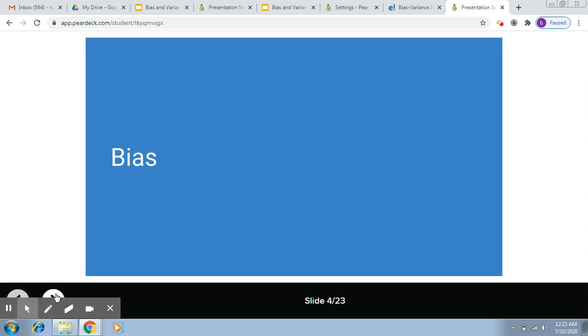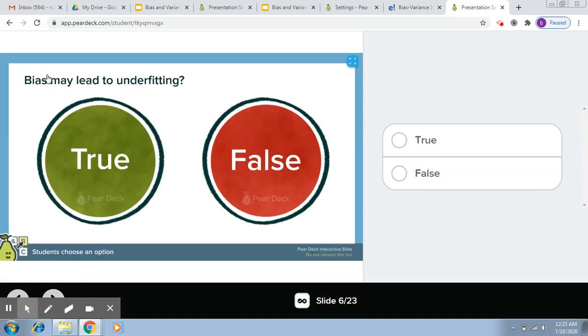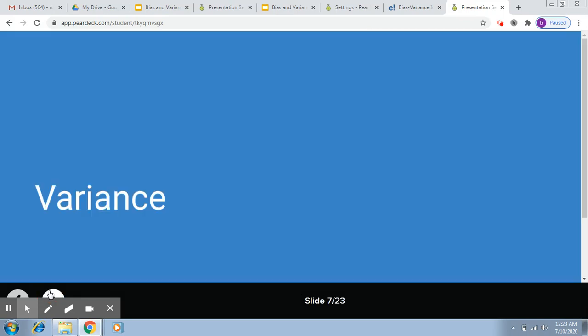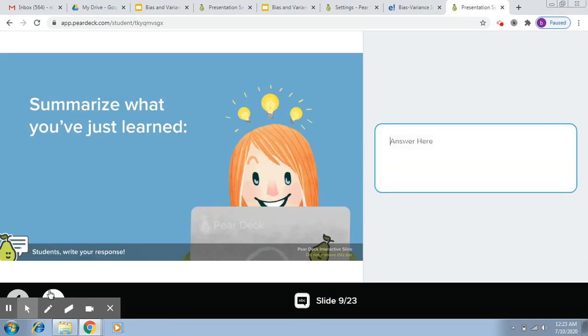Now, this particular slide is about bias, and here there is a question about it. So, whatever the student must have understood from the previous two slides, the student will answer either true or false. So, let me just mark true and go to the next slide. Here, now we talk about variance and then summarize what you've just learned. So here the student will just write a summary of what he has understood in the previous slides.